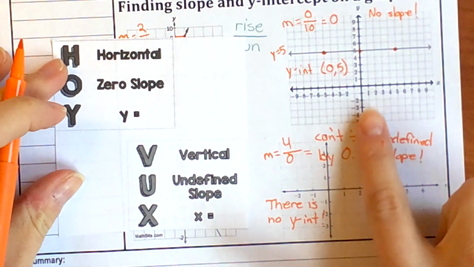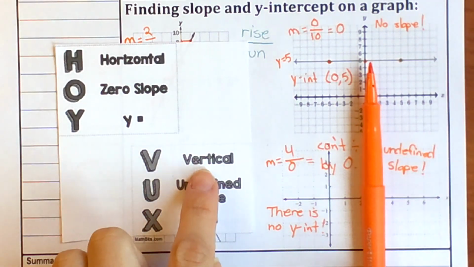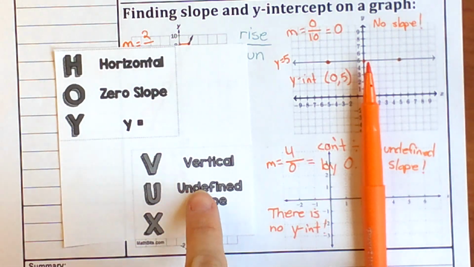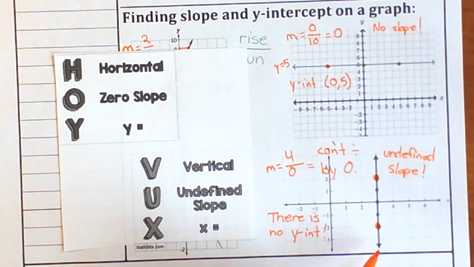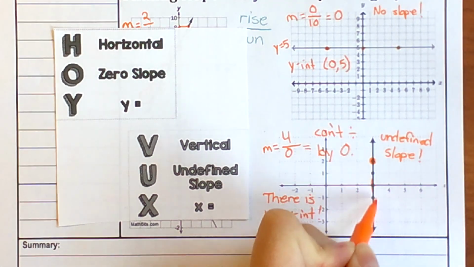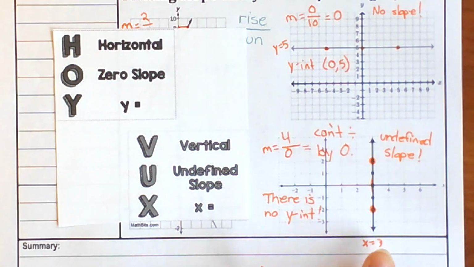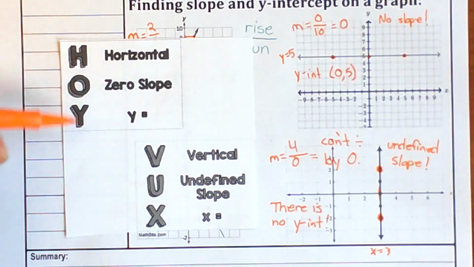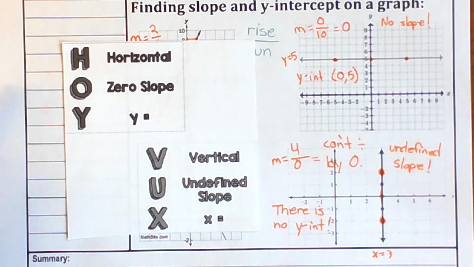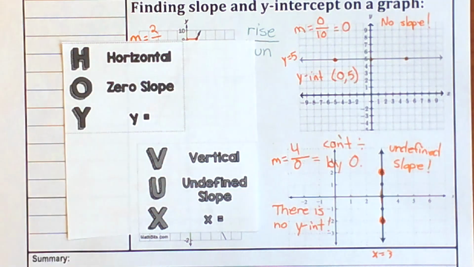VUX down here is for a vertical line, a straight up and down line. So for a vertical line, we say that the slope is undefined. That's what the U is for, undefined slope. And then if I were to write the equation of this line, right where it crosses the x-axis at 3, the equation of this line would be x equals 3. So x equals. So HOY VUX, I would write this on the side of your page and keep this so you can use that to help you remember our special horizontal and vertical lines.